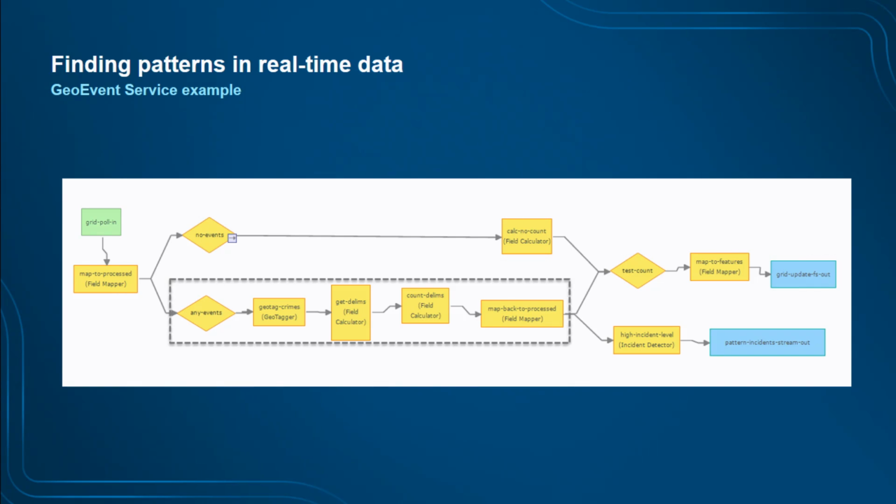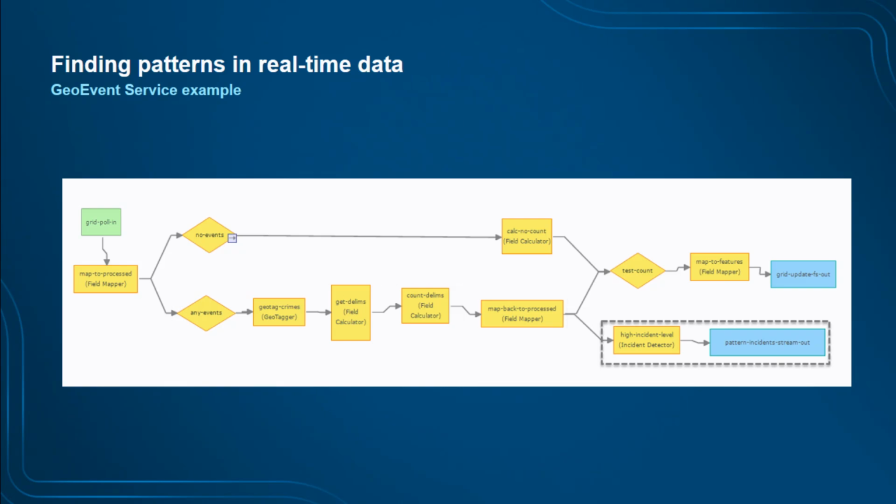The bottom part of the analytic is a little more complicated. If there are any crimes that intersect that given polygon, then I'm going to use a geotagger to pull the identifiers for those individual crimes and use field calculators to determine the number of crimes in the area. The last part is an incident detector, and that I've configured with that threshold that if 10 or more crimes are detected inside a polygon, I want to output a new event record that's going to display it as a feature flag on that web map.